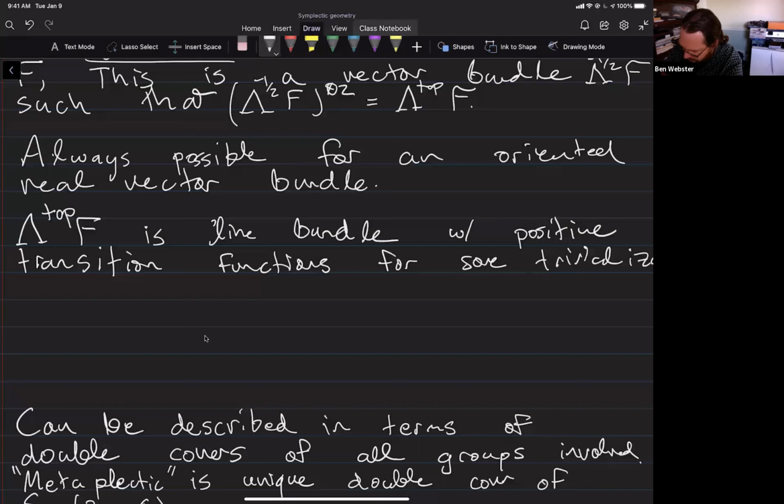So, I can take my underlying manifold M, I can write it as a union of open subsets. I can trivialize over the open subsets. And being orientable exactly means that I can choose my trivialization in an orientation preserving way on each of the open subsets. And so the transition function is positive real.